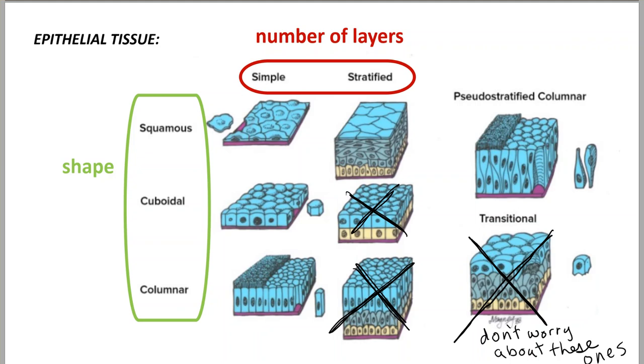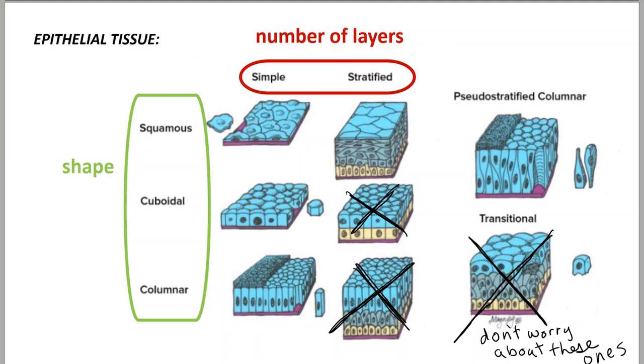The lining of any duct in your body, the lining of your blood vessels, the lining of your heart, all of these things that are exposed to that open space where blood would flow or food would pass are epithelial tissues. And they're categorized or classified in a couple of ways, by shape and by number of layers. That's how the tissues get their names.